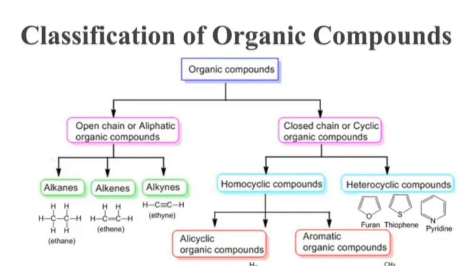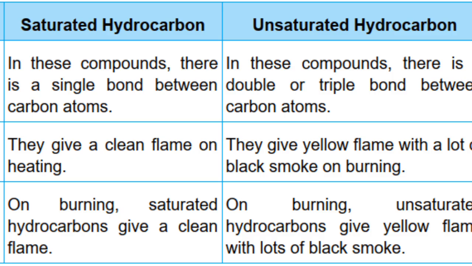Closed chain compounds are classified into two: homocyclic and heterocyclic. Homocyclic compounds are further classified into aromatic and alicyclic compounds. As we learned, open chain compounds are classified into two categories: saturated and unsaturated compounds.